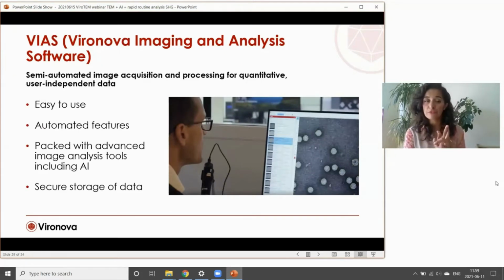It's packed with automated features for non-expert users so that you can let the software and the hardware do the hard work for you while you're doing something else, doing a different analysis or working on something else. And it's packed with a bunch of advanced image analysis tools, including AI. And once you've acquired your images and you've done the analysis, you can have some real secure storage of your data, knowing that it's stored in a secure SQL database together with all of the metadata.